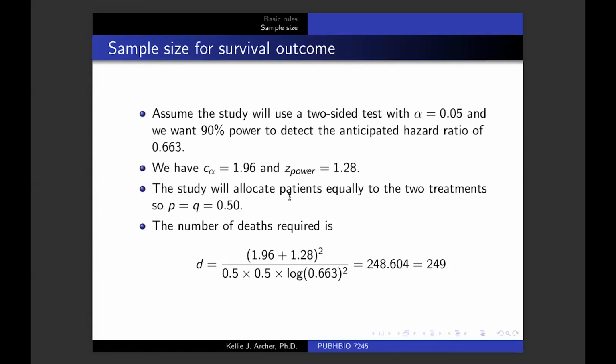And the study is going to allocate patients equally to the two treatment groups. So P equals Q, since Q is essentially 1 minus P. So plugging those numbers in, we require 249 deaths. We have to then back calculate how many observations we expect to enroll in our study to observe 249 deaths.